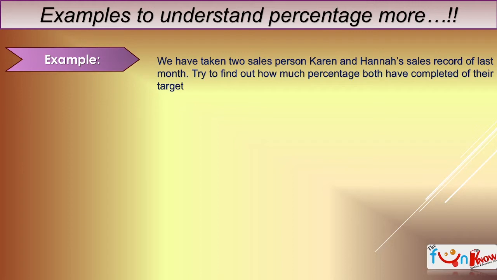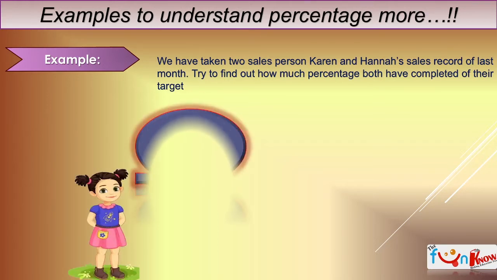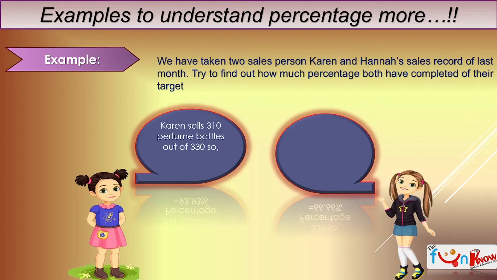In this example, we have taken two salespersons, one is Karen and one is Hannah, and the sale record of last month. We are trying to find out what percentage of their target both have completed. Let us understand. So Karen has sold 310 perfume bottles out of 330, and Hannah has sold 220 perfume bottles of 330. So, what is the percentage?